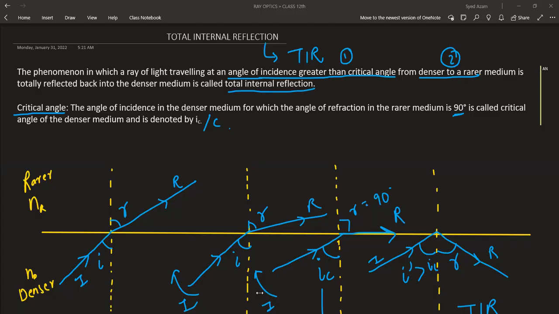And the ray always goes from denser to rarer for TIR to occur. Now, when the ray of light gets totally internally reflected within the system, it is called total internal reflection.